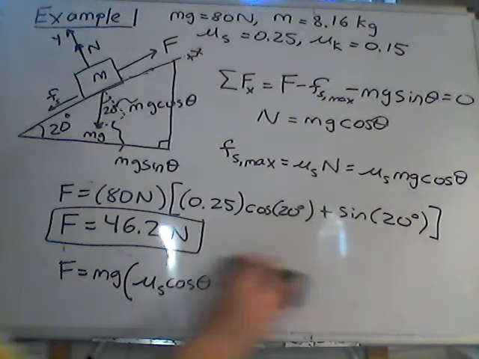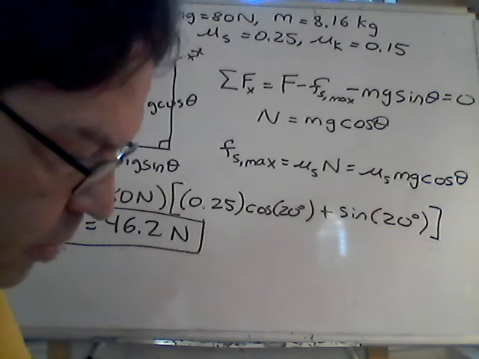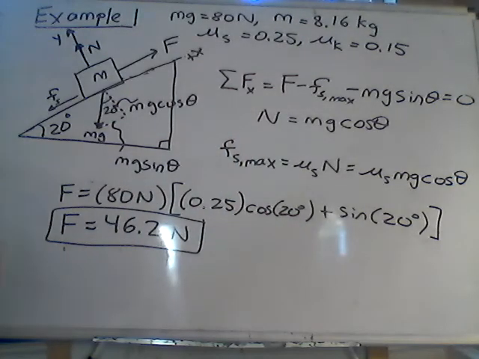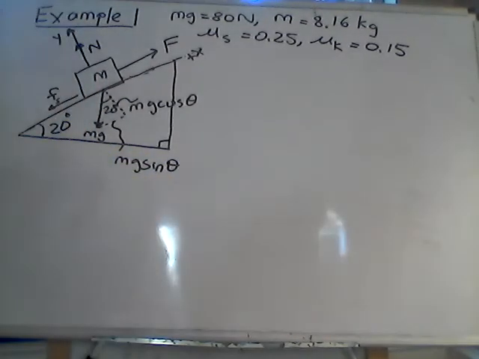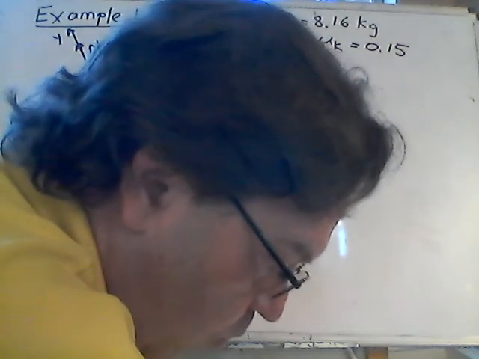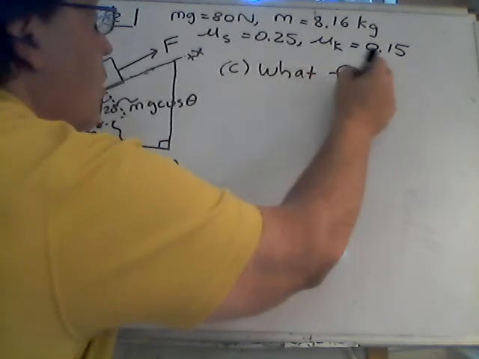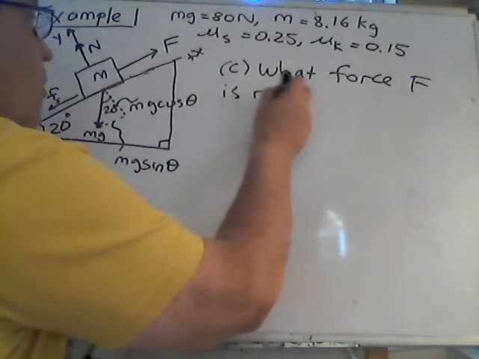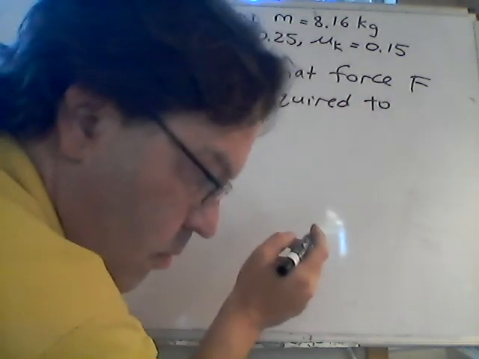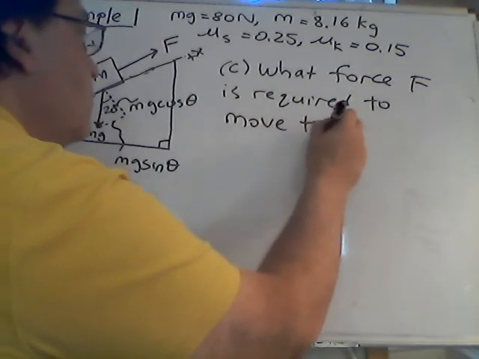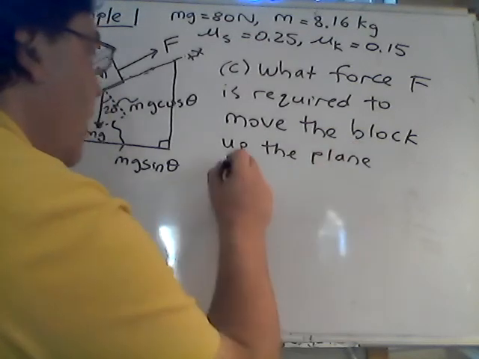All right. And now there's a part C to this problem. Again, this just gets me to barely get motion up the plane. Part C says, let me erase this now. Part C now says, what force F is required to move the block up the plane at constant velocity?